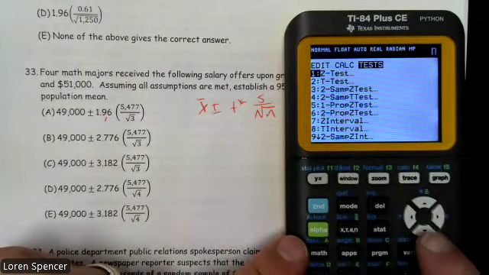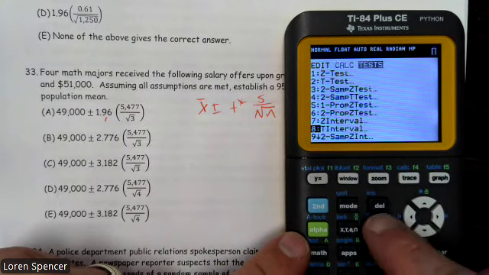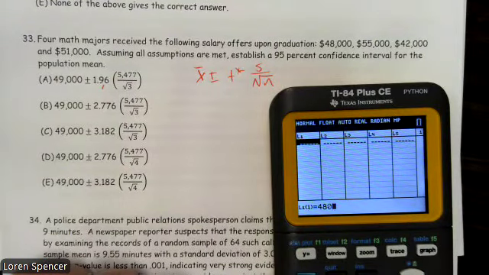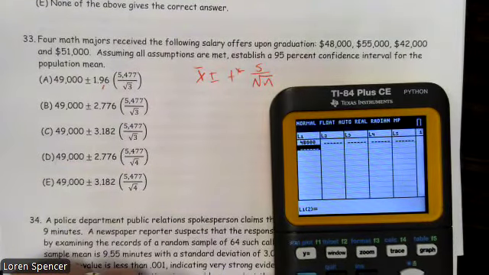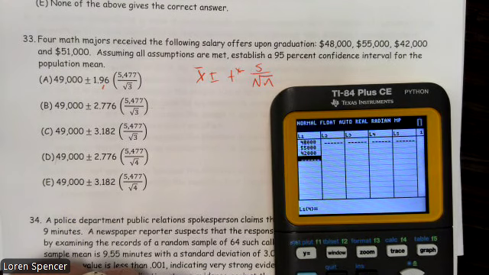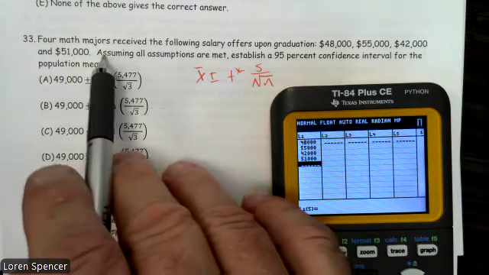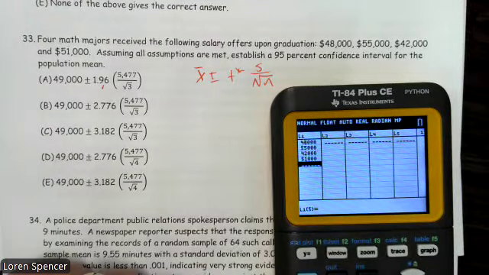Stat, test, T interval. Well, first off, we got stat edit, put everything in stat edit. We have 48, 1, 2, 3, 55, 1, 2, 3, 42, 1, 2, 3, 51, 1, 2, 3. And so we have 4 math majors. So there we go. That's our data.